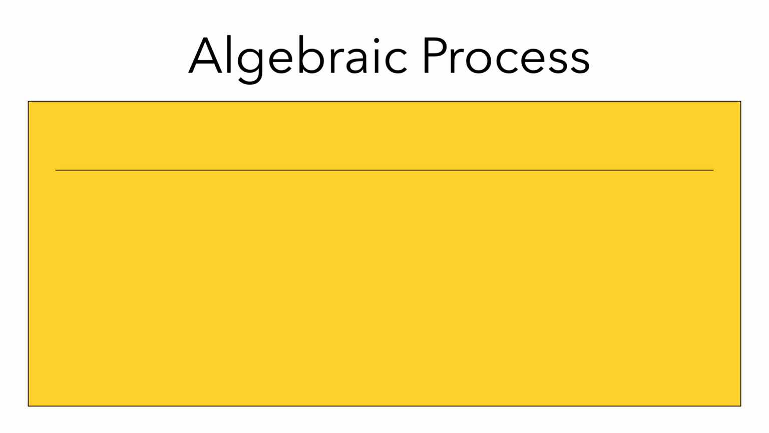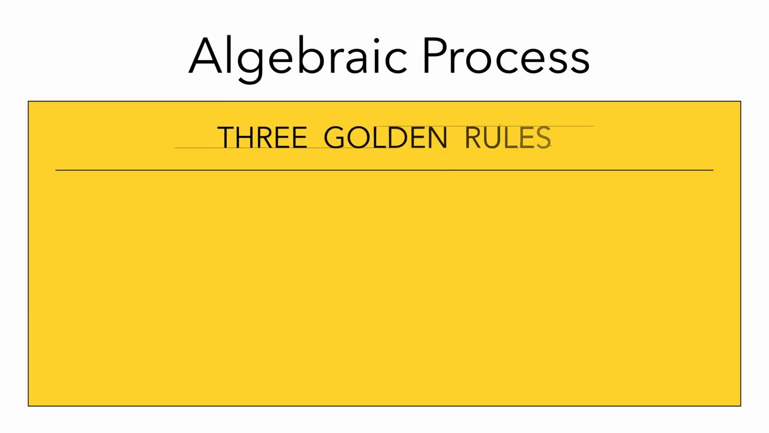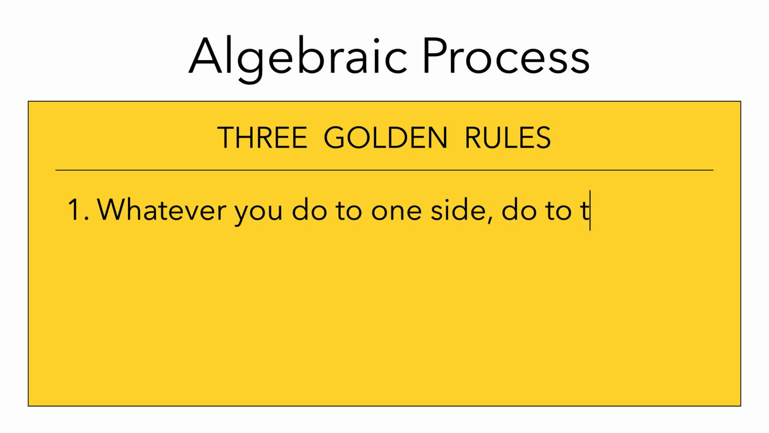All right, so before we get started, let's just go over some notes on the algebraic process, and there really are only three main ones you need to know. The three golden rules. So algebra really is the science of two sides. Think about it as the two sides. So the first golden rule is whatever you do to one side, you do to the other.